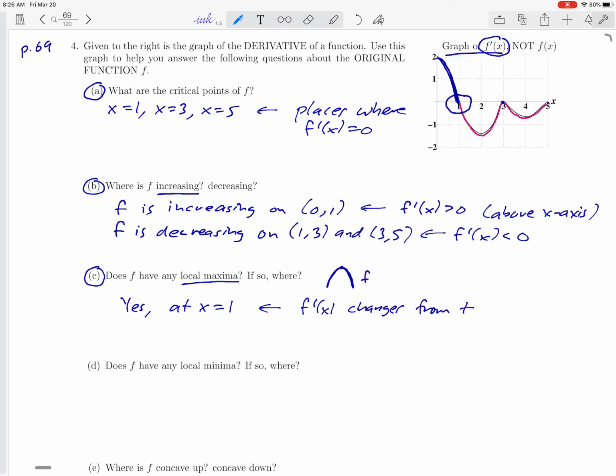F prime of x changes from positive above the x-axis to negative below the x-axis there.